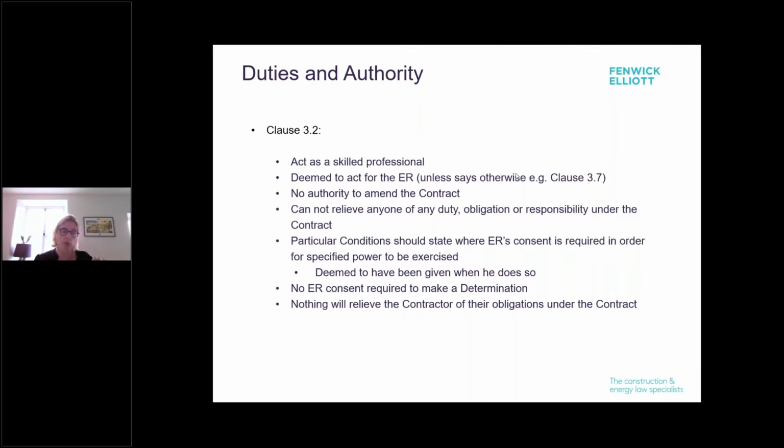Clause 3.2 sets out at a high level what their duties and authority levels are. They have to act as a skilled professional. They're deemed to act for the employer unless it says otherwise, for example, in clause 3.7, when they have to act neutrally. But they don't have unfettered powers, so there's no authority to amend the contract, and they cannot relieve anyone of any duty, obligation, or responsibility under the contract. Which is an interesting provision that arguably sits slightly at odds with English law in terms of waiver and estoppel provisions, so something to think about.